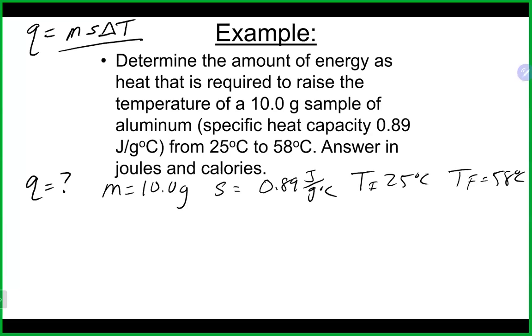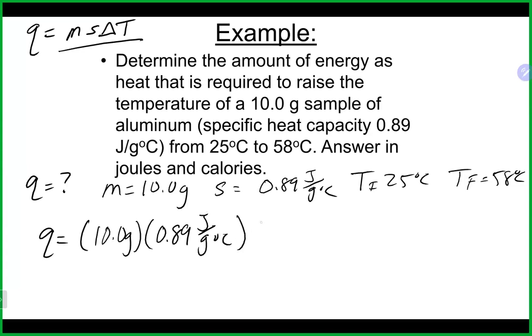If we look at our equation, we pretty much have everything we need on the right-hand side. So we just need to plug it in, and our Q will equal 10 grams times our specific heat capacity. Again, we want final temperature minus initial temperature, so 58 degrees Celsius minus 25 degrees Celsius. In this case, the grams will cancel, the degrees Celsius will cancel, and that's going to leave us joules, which is one of the answers we're looking for. So 10 times 0.89 times 58 minus 25.